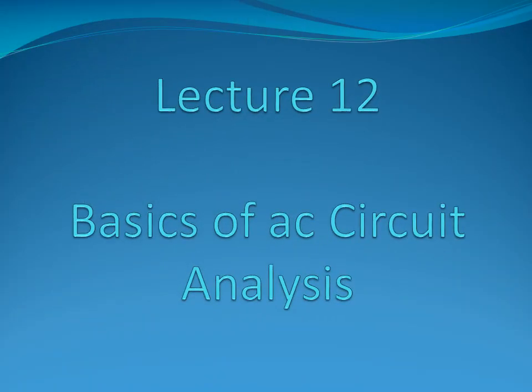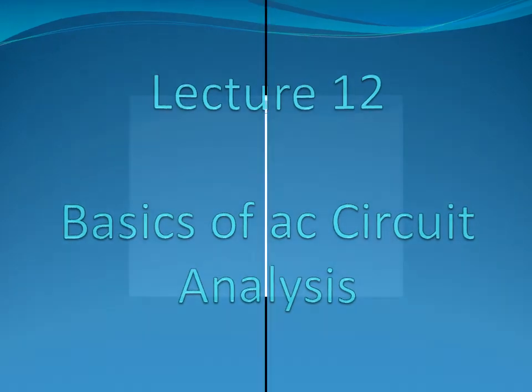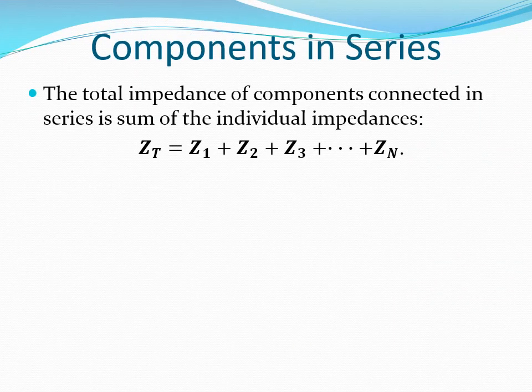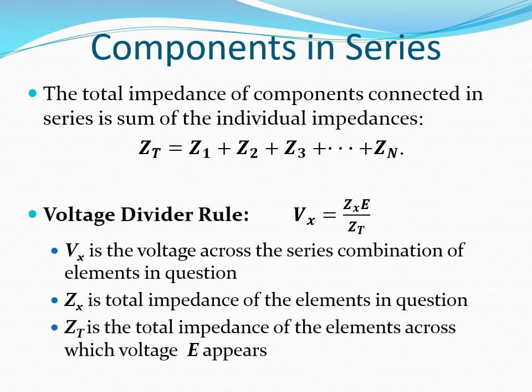In this lecture, we want to look at the basics of analyzing AC circuits. The overall impedance of components connected in series is the sum of the individual impedances. Just like in DC circuits, the voltage across a series network divides into fractions that are proportional to the respective impedances of the components connected in series.